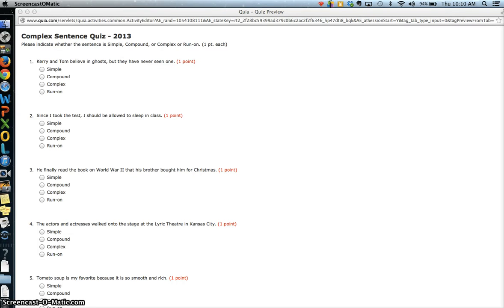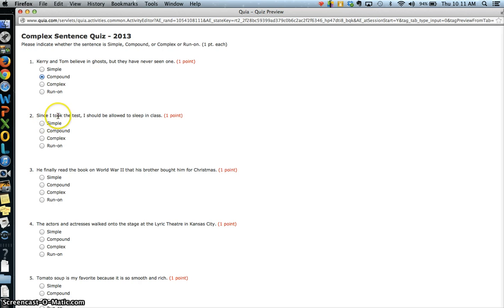This is review for the retake for complex sentences. We're going to go over the quiz that people took today or yesterday in class. So if we look at this first one right up here, Carrie and Tom believe in ghosts, but they have never seen one. This is an example of a compound sentence. It's two independent clauses, and there's a comma and the coordinating conjunction.